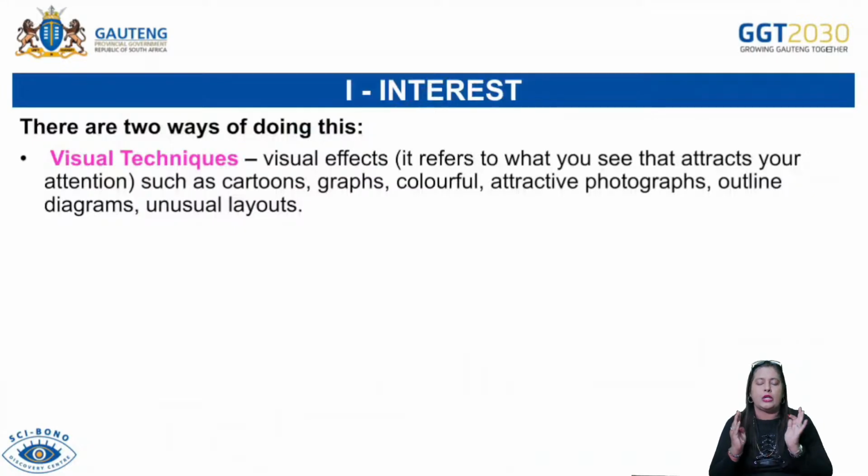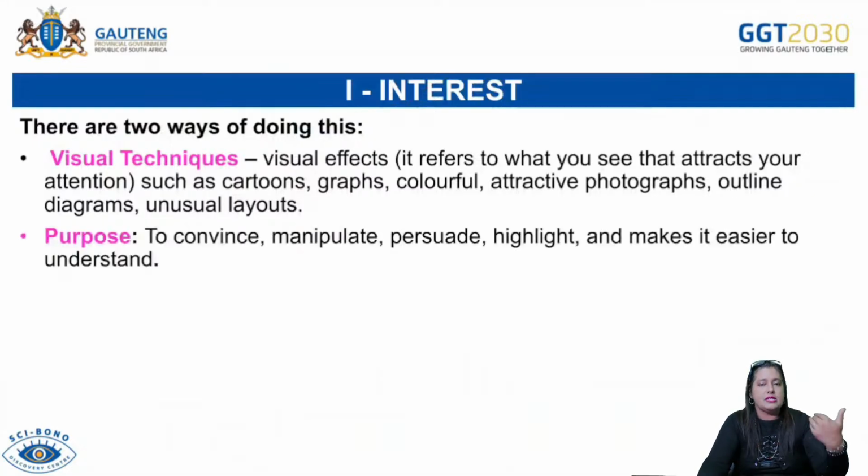It refers to what you see that attracts your attention, such as cartoons, maybe a graph that might be in that particular image that you'll be looking at, the color coding in terms of how the image is presented, maybe photographs that are imprinted in a particular way, that kind of thing, all right? And then you've got the second aspect, which is the purpose.